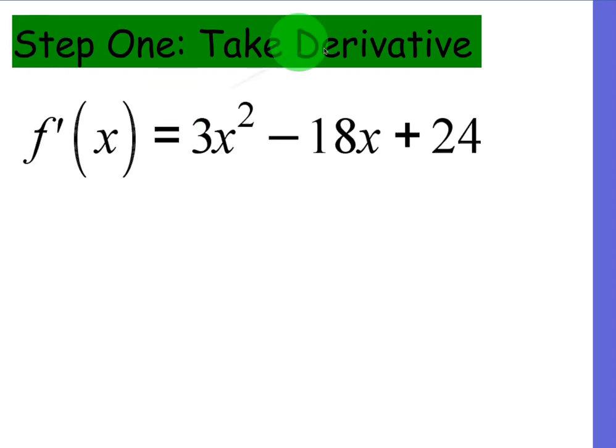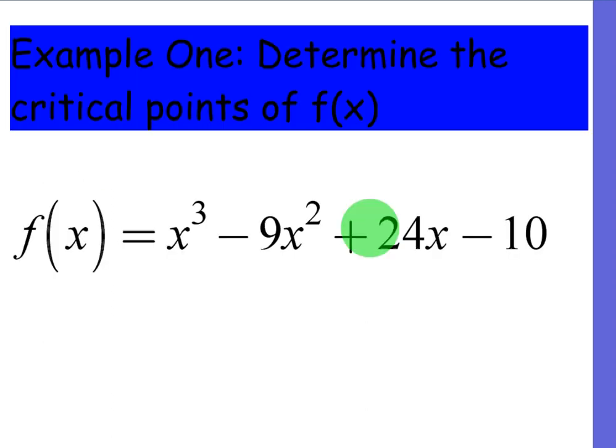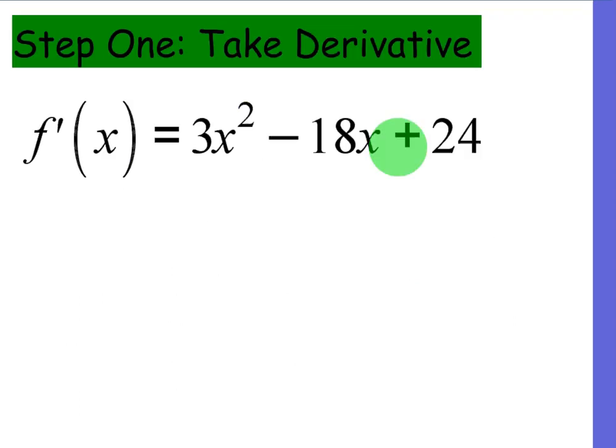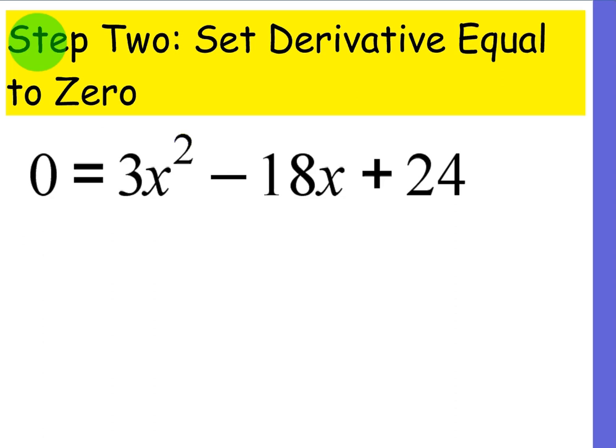All right. First thing here to do, since critical points involve the derivative, is take the derivative of the function. In this case, we will use the power rule. We become 3x squared minus 18x plus 24. The next thing you're going to do after you take the derivative is set it equal to 0, because part of the definition of a critical point is where it equals 0. So 3x squared minus 18x plus 24 equals 0.